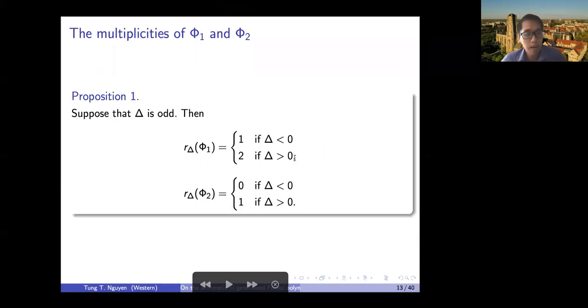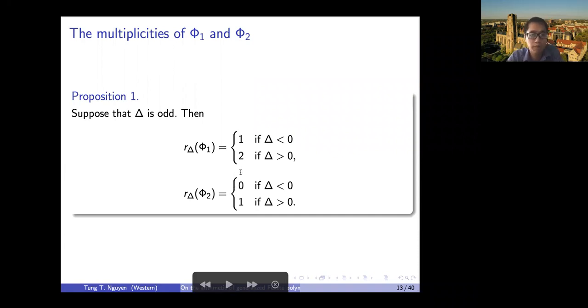Now I'm going to talk about an easy statement from the paper, which is the multiplicity of phi_1 and phi_2. Recall that phi_1 is x minus 1 and phi_2 is x plus 1. The question is, what is the multiplicity of 1 and negative 1 as a root of this polynomial? The proposition is as follows. The multiplicity of phi_1 will be 1 if delta is more than 0. It will be 2 if delta is bigger than 0. Similarly, the multiplicity of phi_2 will be 0 if delta is less than 0, and it will be 1 if delta is bigger than 0.